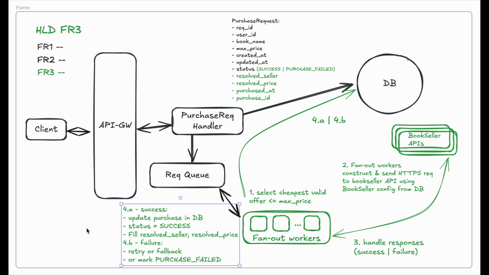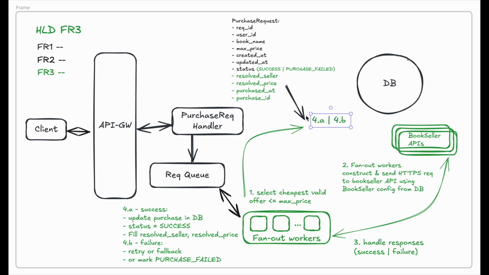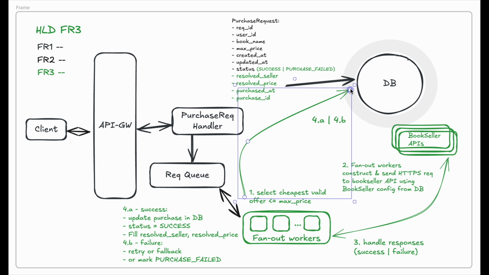If it is all success, the worker updates the purchase request with status equal to success and resolves the price, resolved seller, purchase timestamp, etc. If it's a failure, the system may retry, attempt the next best offer, if any, or mark the request as purchase failed based on the business rules and the error type.